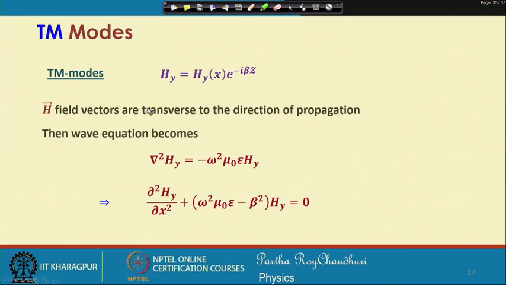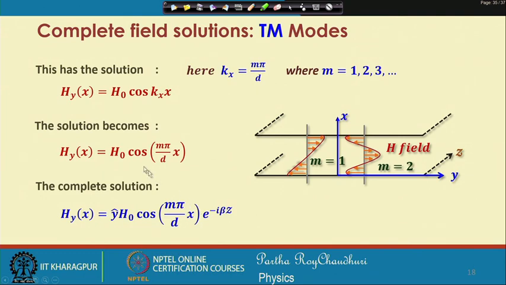Now, we will discuss the TM modes. The H field vectors are transverse, in this case a tangential component. So, the wave equation which will be satisfied by this Hy field component is this, and you can write in a similar way this equation, which is exactly the same as it was in the case of the electric field. And this equation will have a solution of Hy equal to H0 cosine kx, and in this case kx equal to m pi by d, where m equal to 1, 2, 3, all the integral values.